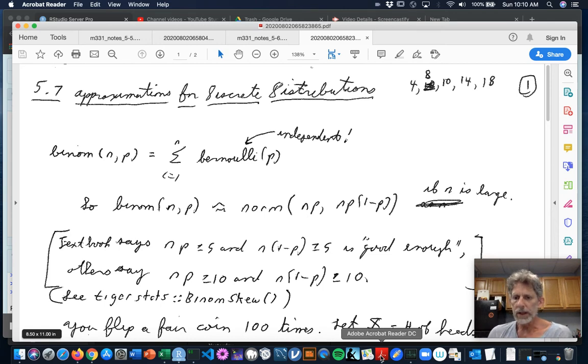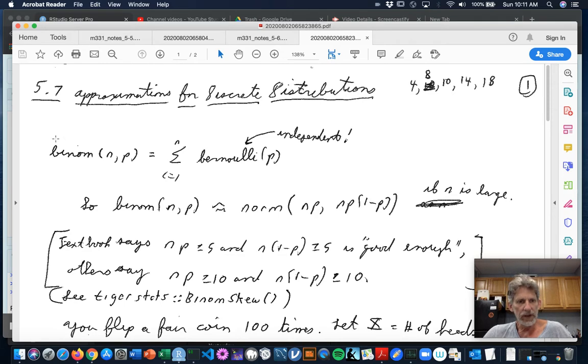Hi, everybody. Last time we looked at the central limit theorem for the first time and used it to approximate some probabilities involving some distributions of continuous type. Now I'm going to show you how you can use the central limit theorem to approximate probabilities for distributions of discrete type. It's really the same thing with a slight little twist due to the discreteness.